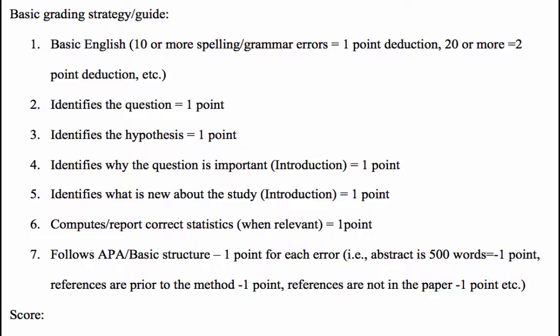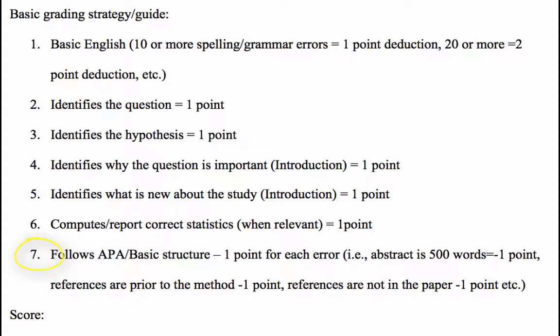Finally, when looking at the rubric, the writer will lose 1 point for each error made in regards to APA or basic structure. For example, an abstract that contains 500 words, the placement of references before the method, or references given that are not cited within the paper would result in a reduction of 1 point each.